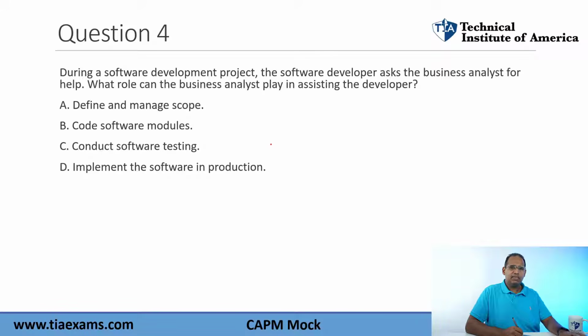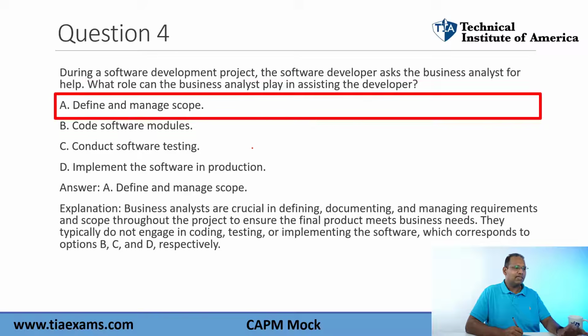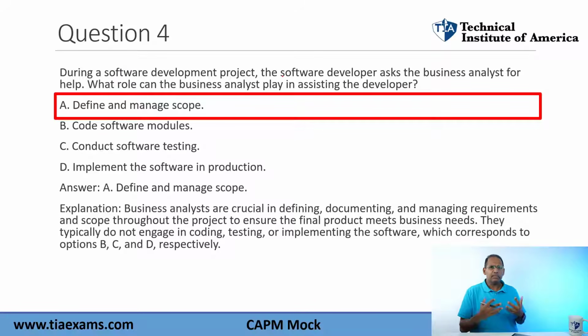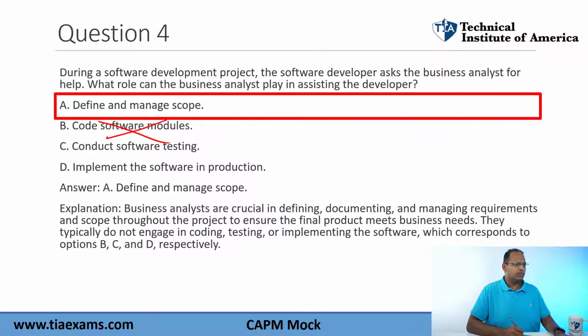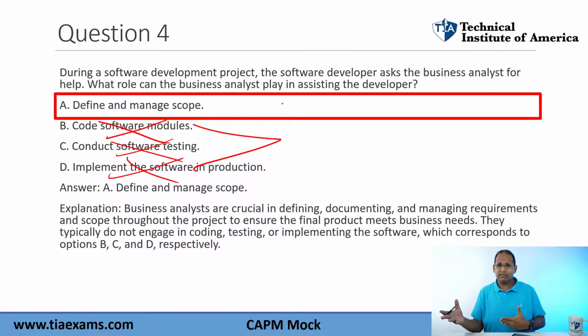Now, understand that a BA is not a technical person. That makes the answer here A. A BA is not going to be a technical person. So a BA is not going to be able to code software, for example. They're not going to be conducting testing or implementing it. These roles here require some kind of technical skill. A BA doesn't have to be a technical person.